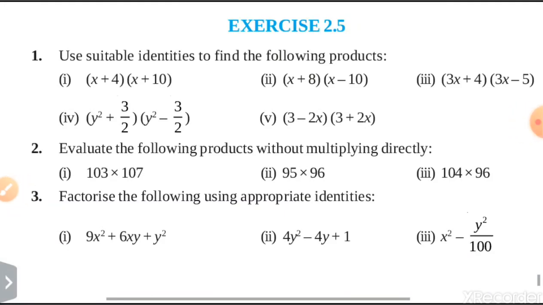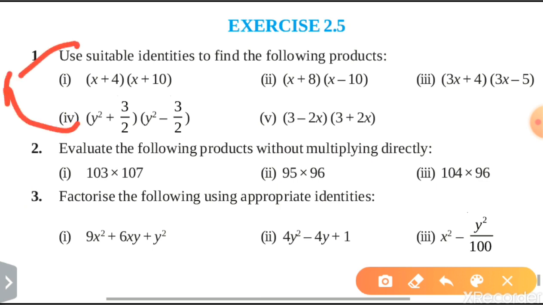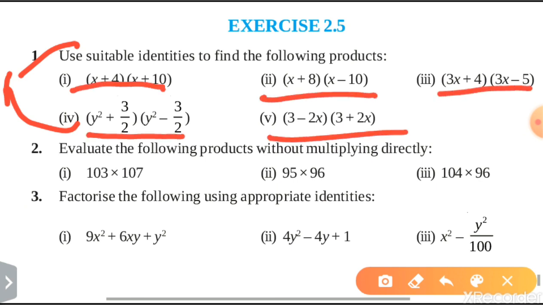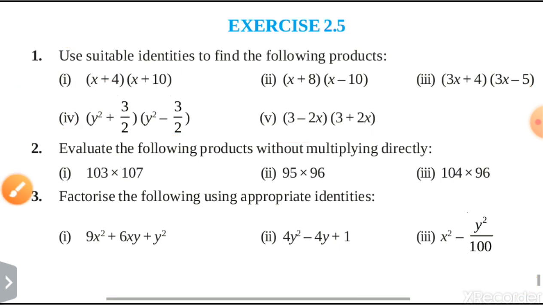Today I am going to explain exercise 2.5, in which we have to solve all these questions. In question number 1, as I have already told you in my previous video, I have told you about all the identities, and these identities will apply in all these questions. So you must learn all these identities before starting this exercise. Now you can see, one by one I will explain the questions.